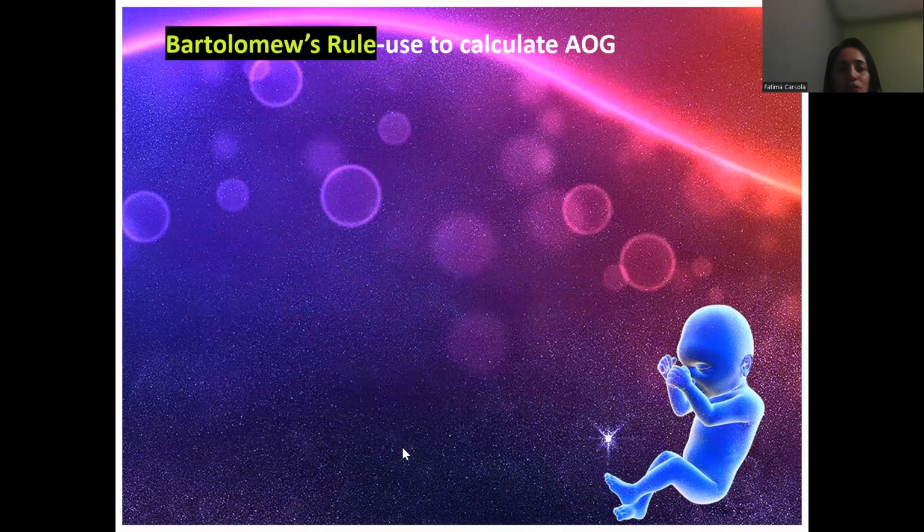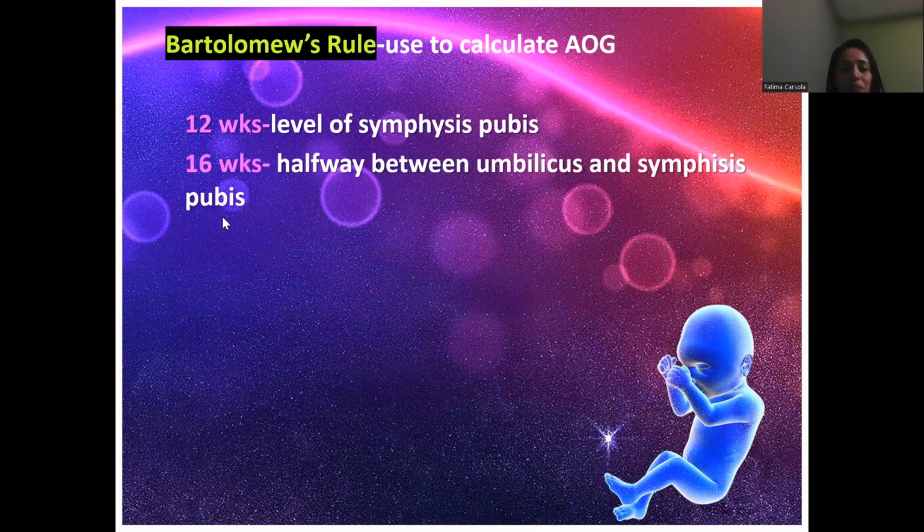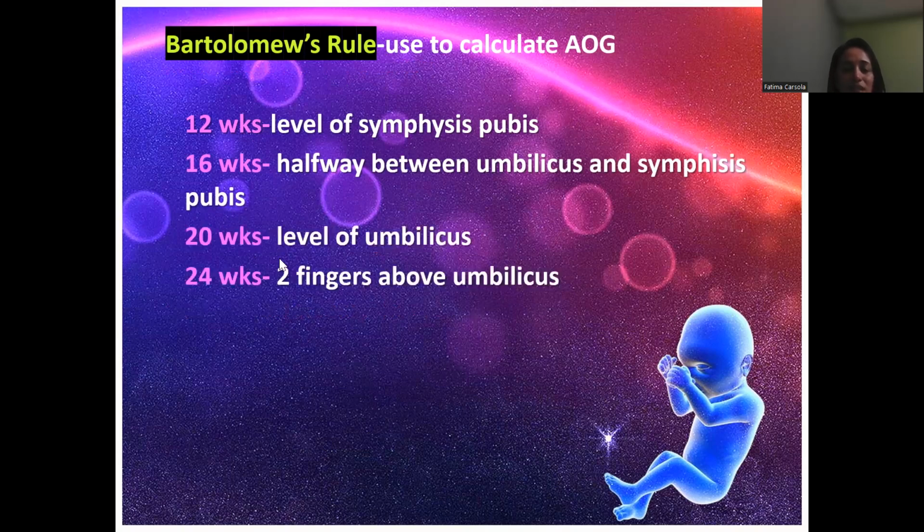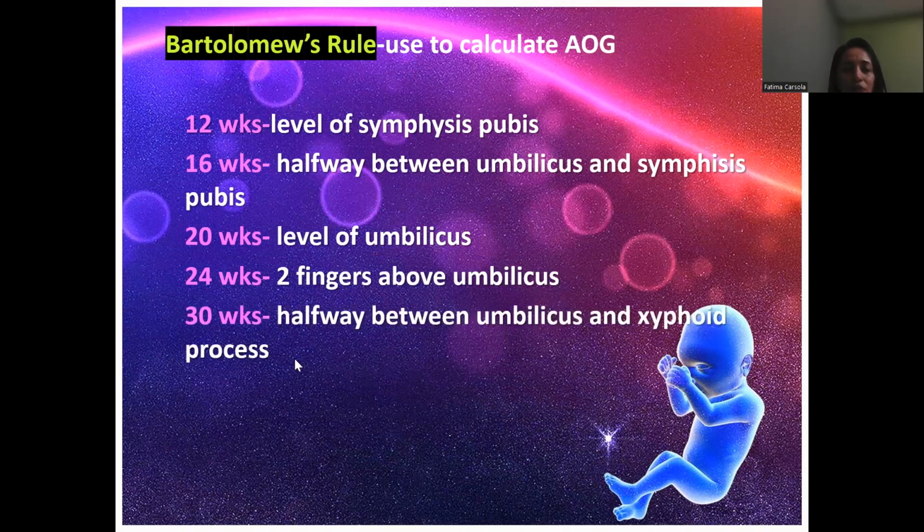You have also here the Bartholomew's rule, and this is the same as the discussion of the location of the fundus. When it's 12 weeks, you will see that the mother's uterus is at the level of the symphysis pubis. When it's 16 weeks, it's halfway between the umbilicus and the symphysis pubis. When it's 20 weeks, it's at the level of the umbilicus. And when it is the 24th week, two fingers above the umbilicus.